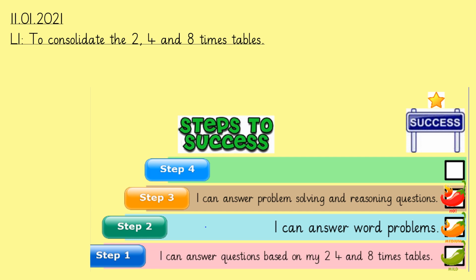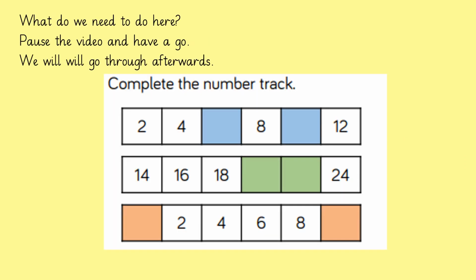So, step 1 today, your mild challenge, is answering questions on the times tables. There'll be a sheet and you just need to answer those questions. Step 2 today, so your medium challenge, is word problems, and we're going to go through a couple of them on the board. And your hot challenge, which maybe you could do as an extension, is problem solving and reasoning questions.